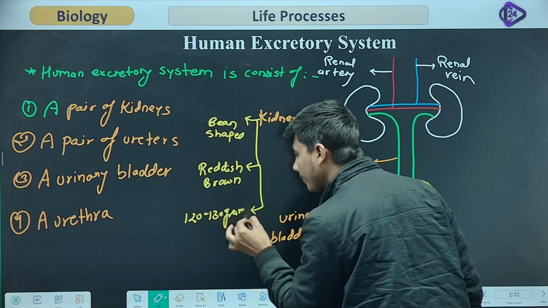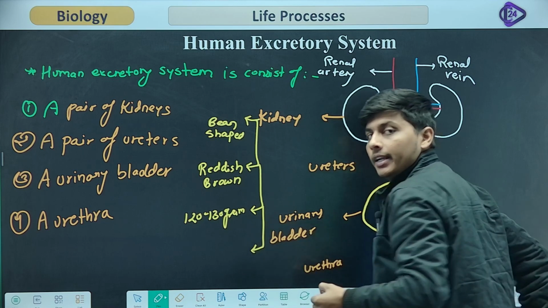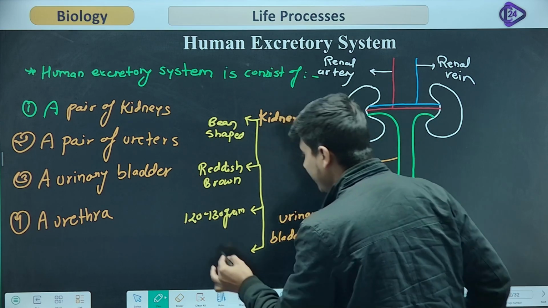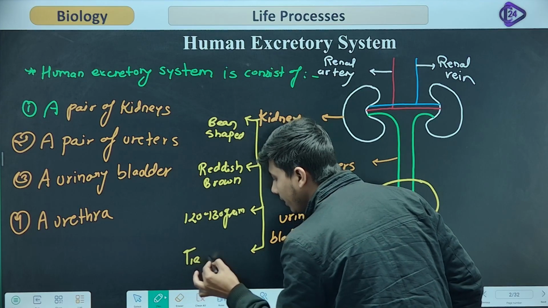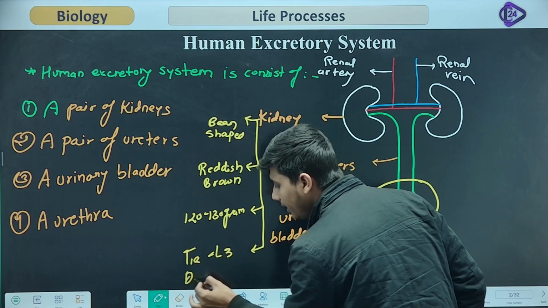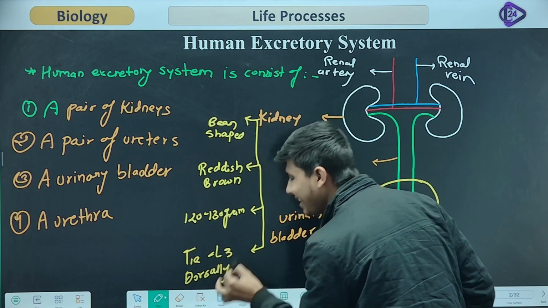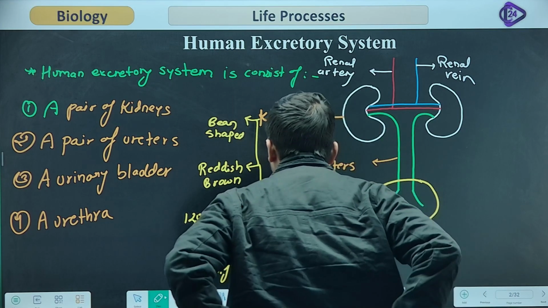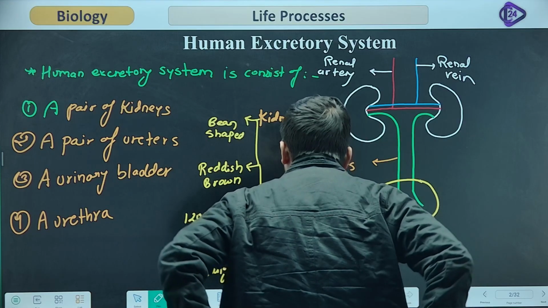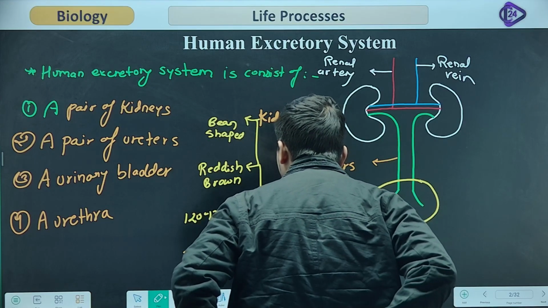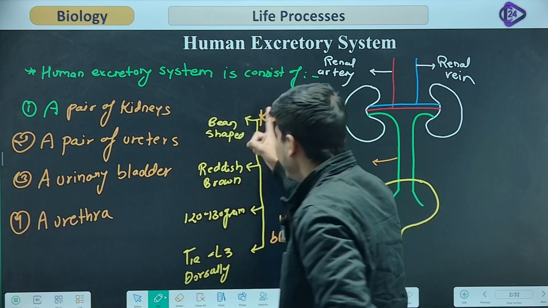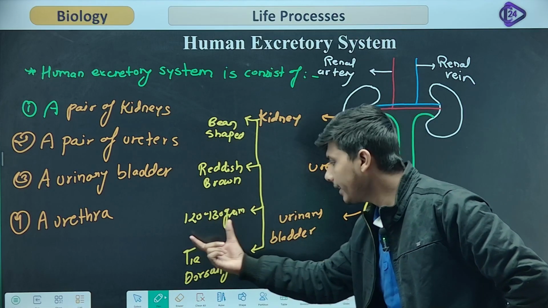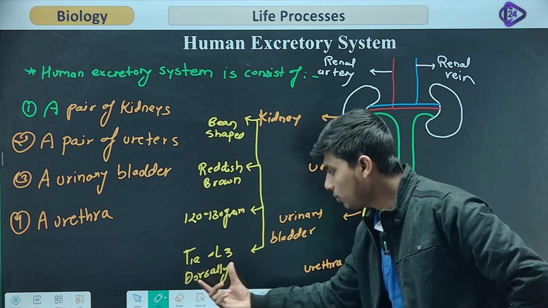Its location is between T12 to L3, thoracic 12 to lumbar 3. It is situated dorsally in the body. So if someone asks you about the location of the kidney, you will tell them kidneys are situated dorsally in the body on either side of the vertebral column in between T12 and L3. Kidneys are bean-shaped organs, reddish brown in color, 120 to 130 grams, situated between T12 to L3.